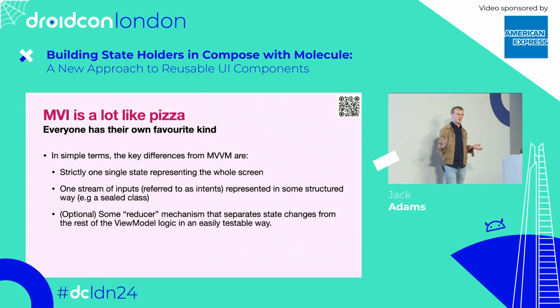Optionally, you can have some reducer mechanism. By reducing, we just mean this process of turning the result into your state. If you want, you can separate this from the view model, and this should promote greater testability, but this is not really an architecture talk. I just really love architecture, so I'm going to squeeze the slides in.